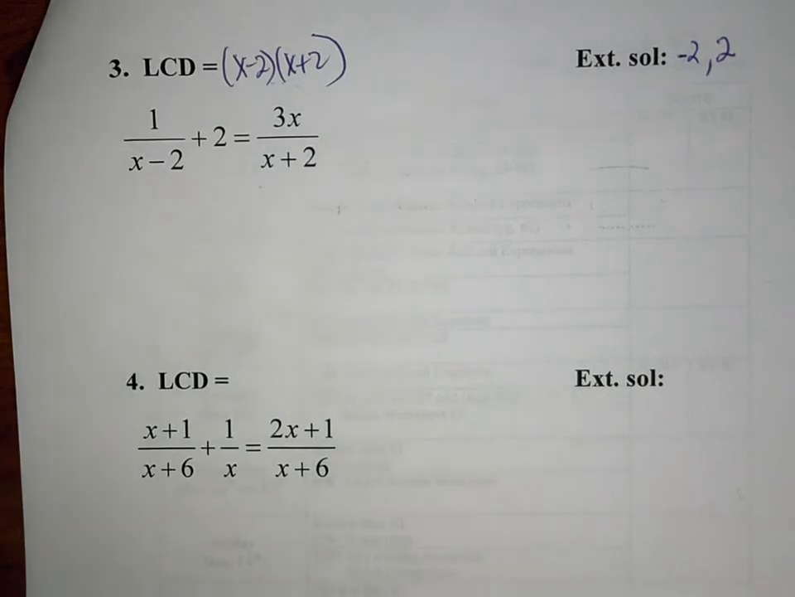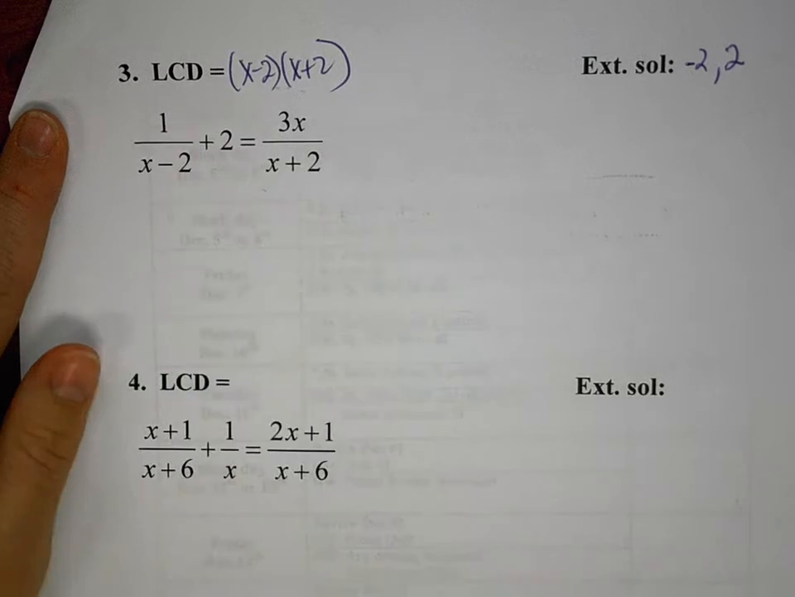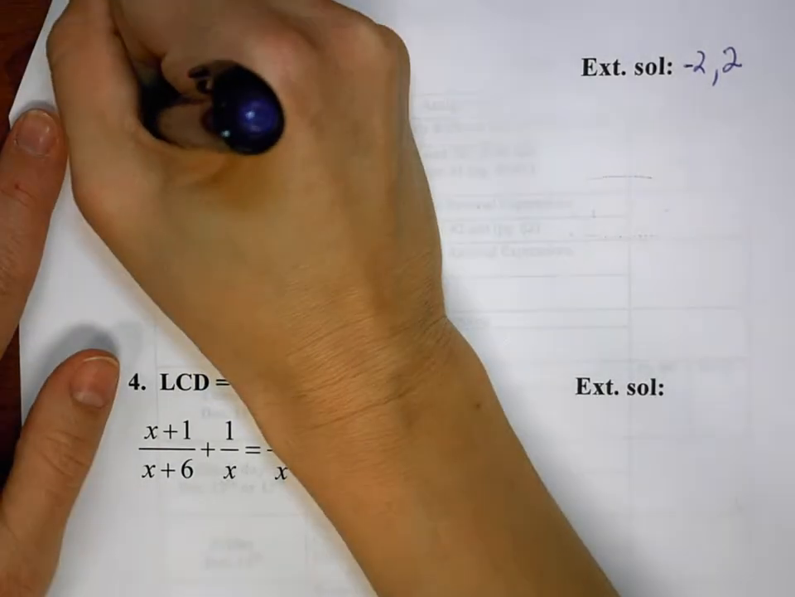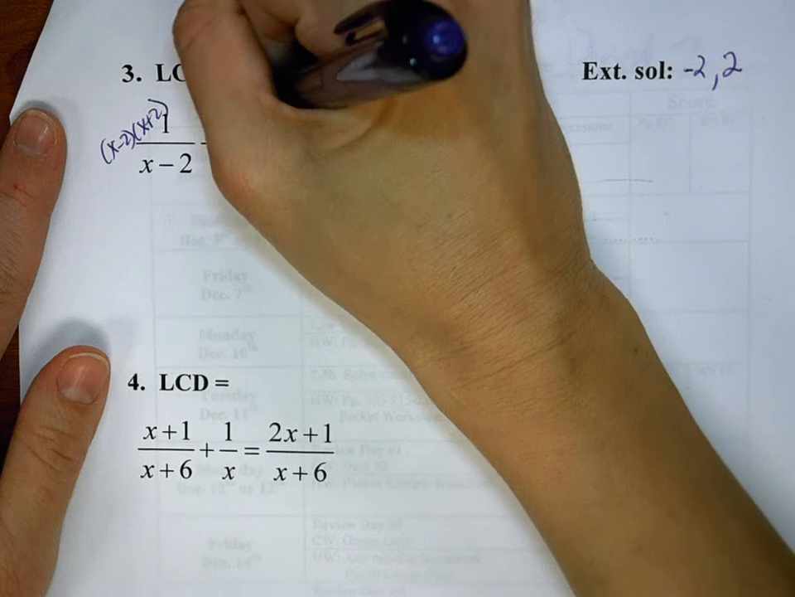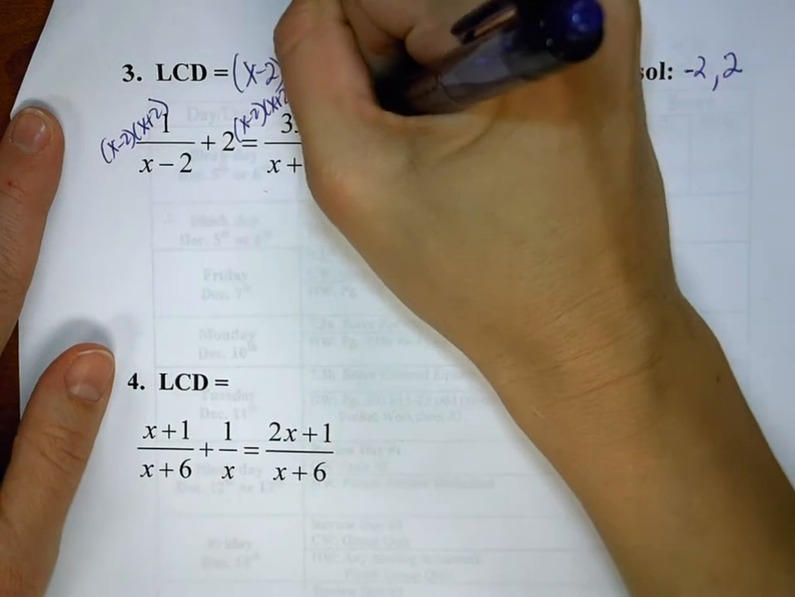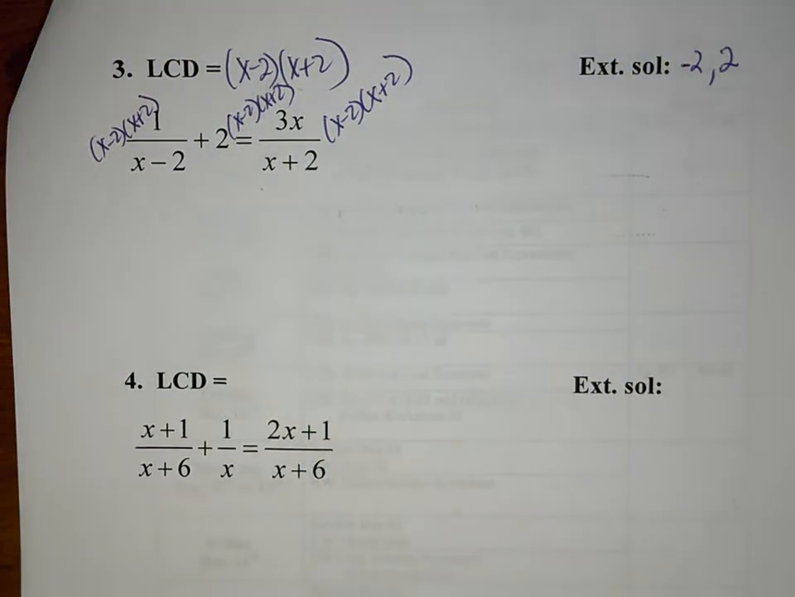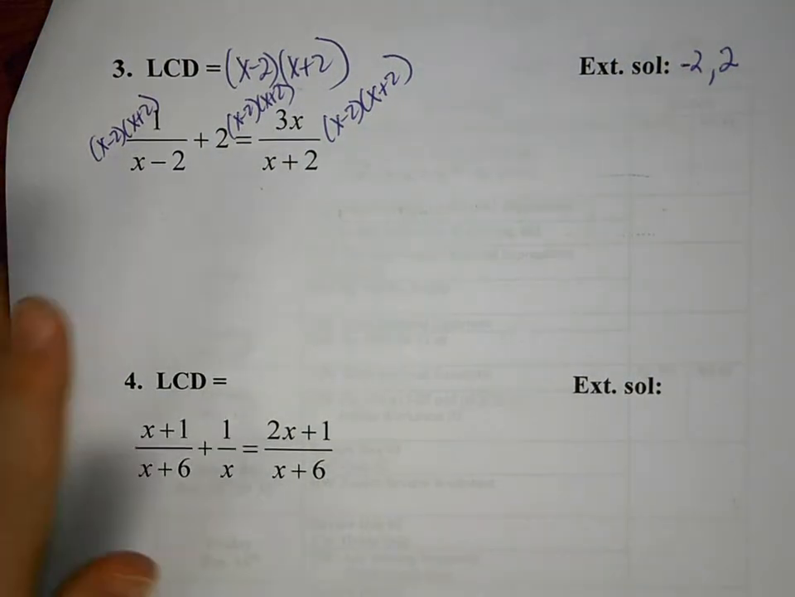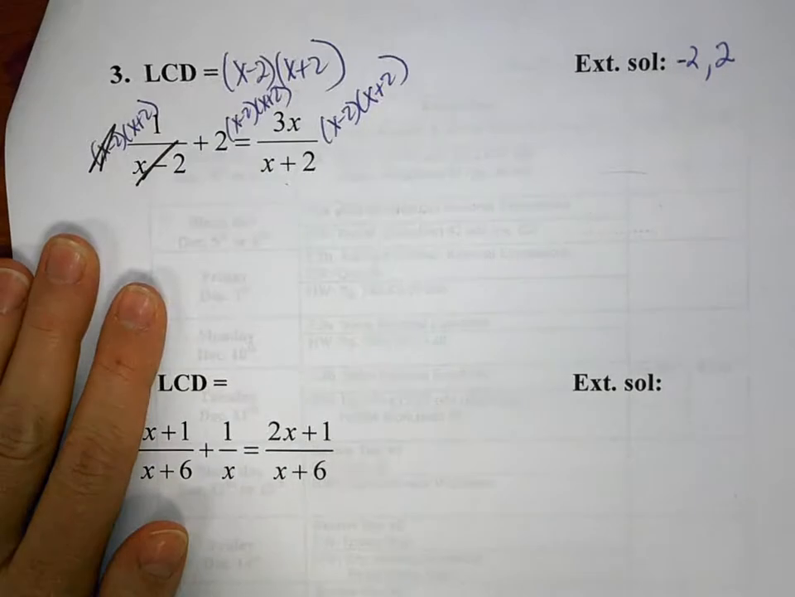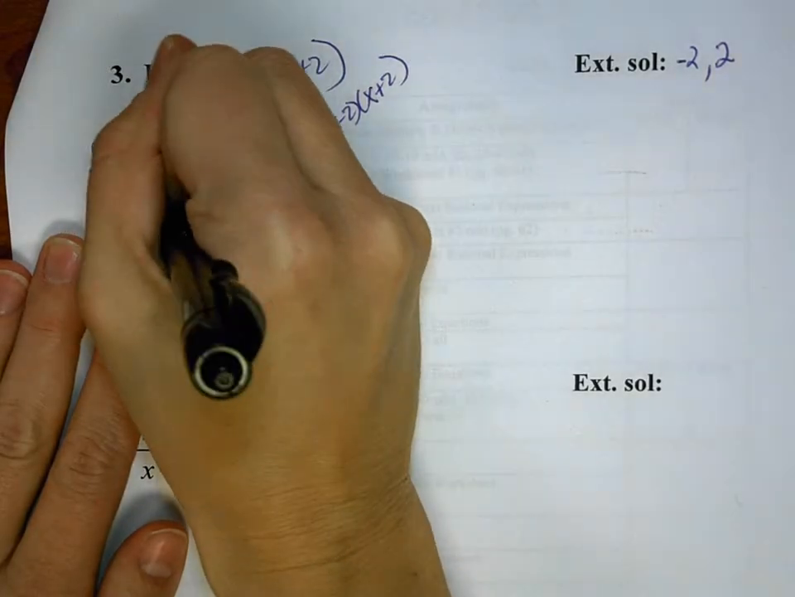Okay, next step is to do what? Lino is not here. Nicole Jarvis, what's my next step? Perfect. We have to multiply every term by the LCD. So we have x minus 2, x plus 2 to every term. On my first term, x minus 2's cancel, and we just have 1 times x plus 2.